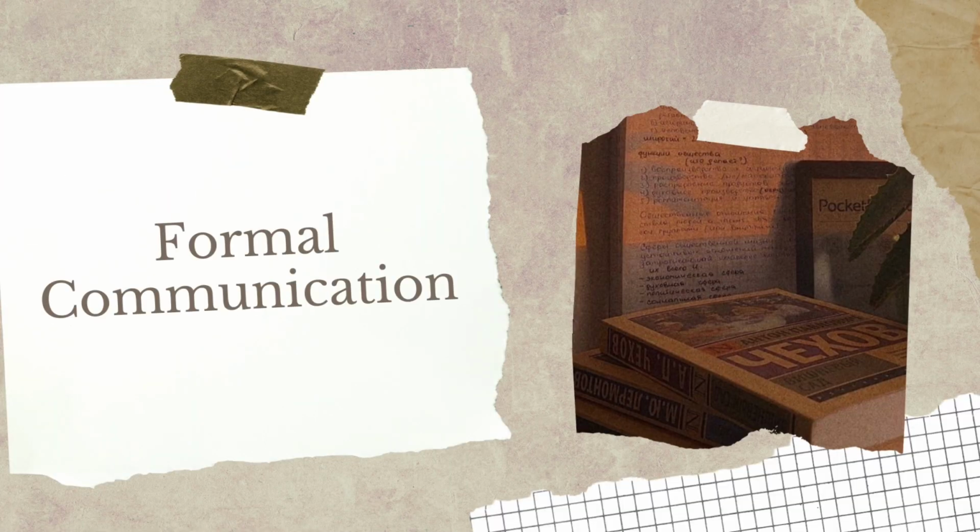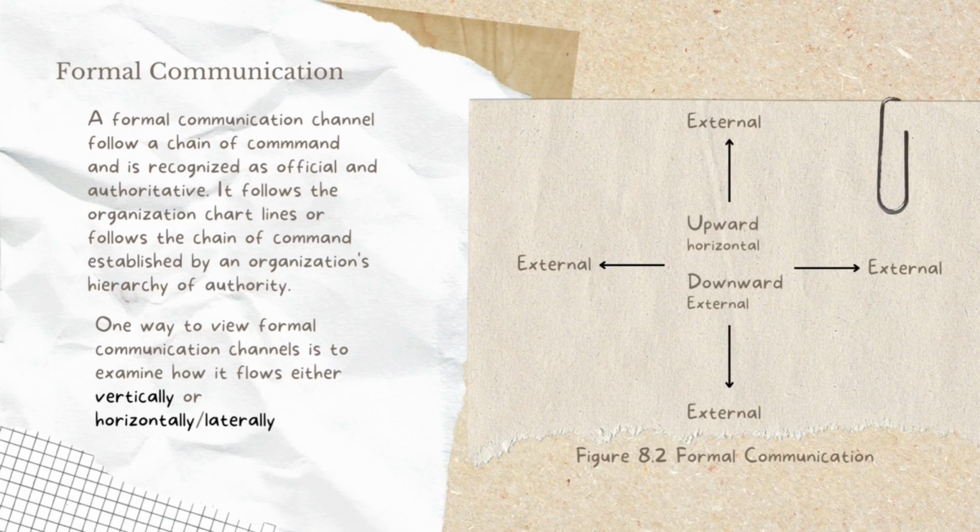Formal communication. A formal communication channel follows a chain of command and is recognized as official and authoritative. It follows the organization's chain of command established by an organization's hierarchy of authority. One way to view formal communication channels is to examine how they flow, either vertically or horizontally, laterally. There are 2 ways of formal communication.